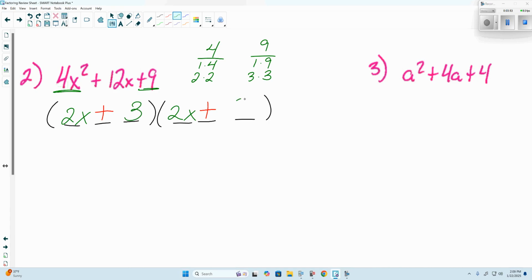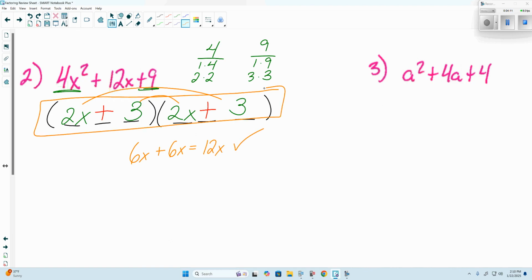Now, the middle term we're trying to get is 12x. The last thing we can do is check. 2x times 3 is going to be positive 6x. 3 times 2x is also going to be positive 6x. And 6x plus 6x is 12x. That is the middle term we wanted. So these are our factors.